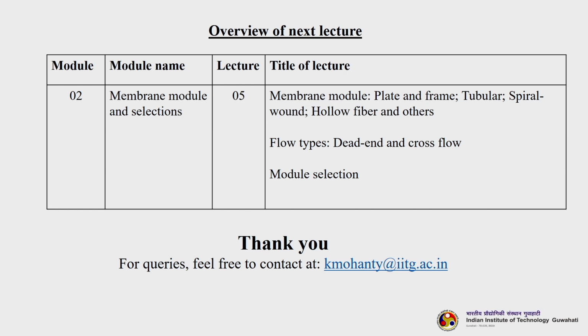Then in the next class, which will be module 2 and lecture 5, we will discuss what a membrane module is and what the different types of membrane modules are. We will discuss in detail plate and frame, tubular, spiral wound, hollow fiber and other modules, and the different types of flow that happen inside the membrane module, as well as how we will select a particular membrane. That is also very important. We need to understand how to select a membrane as well as a membrane module.